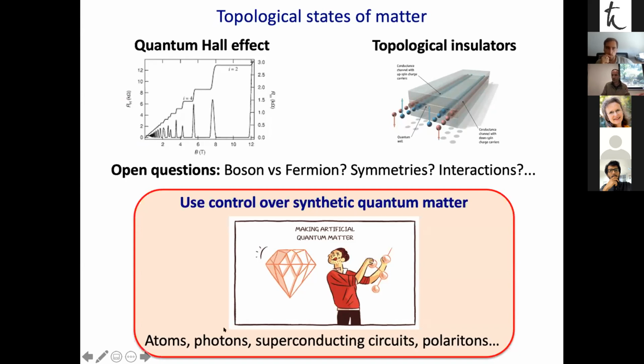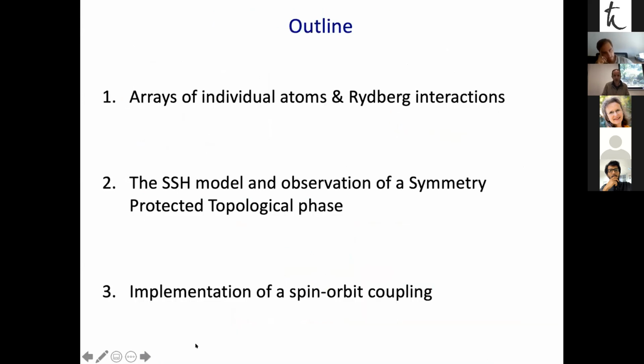So essentially, we've already heard two platforms this morning, so photons and polaritons. We're going to hear more during the week, but the one I'm going to discuss today is the one related to atoms. So this is the outline of the talk. Essentially, I will try to give you a short introduction to the platform, which I'm aware many of you may not be familiar with. And then I will try to show you two examples, the two only ones actually we've done so far, of implementing the SSH model, and in particular, the observation of a symmetry-protected topological phase for interacting bosons.